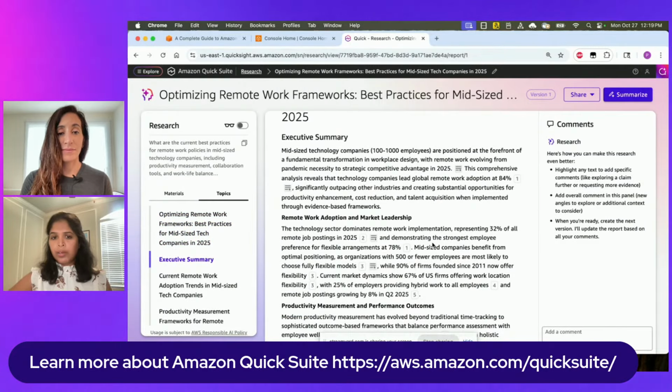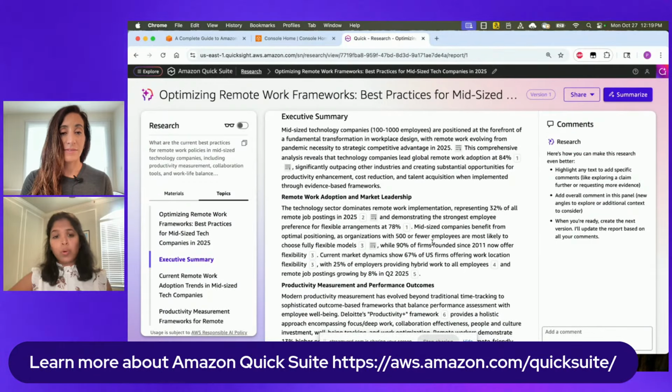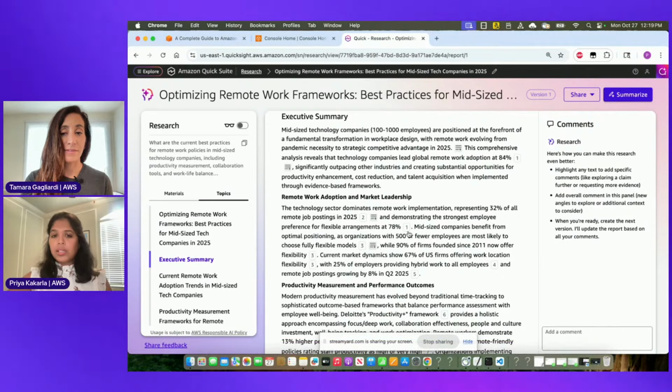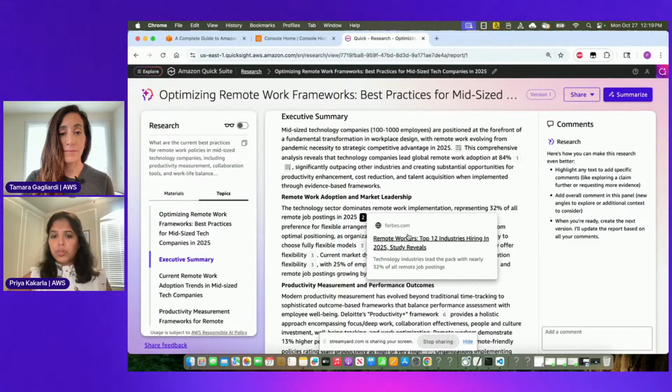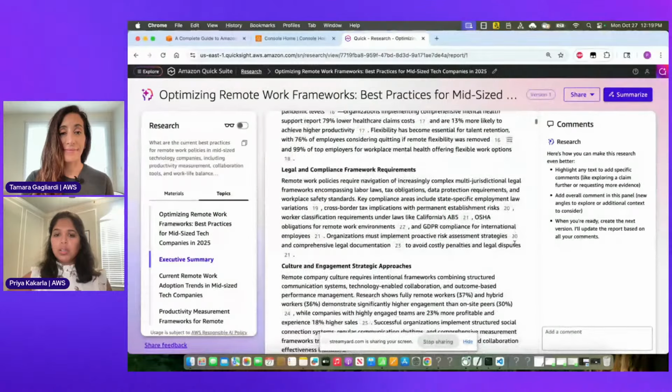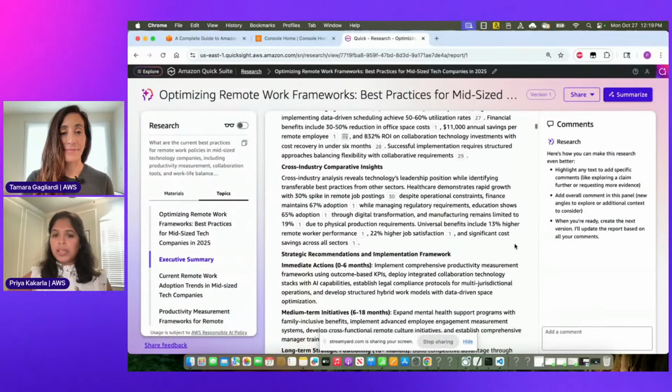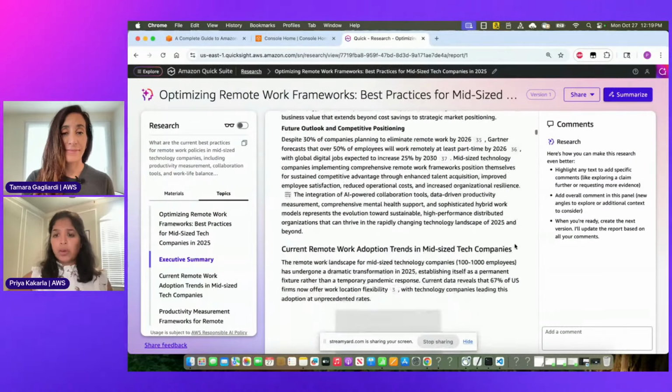How is the market right now, how are mid-sized technology companies operating, what policies are they following, what is working, what is not working. And it also tells me where the source information came from. For example, if I click on the two here, it is telling me that it was able to go into forbes.com, because I have enabled the web search. Top 12 industries hiring in 2025, and all of the citations are also mentioned in this detailed document.